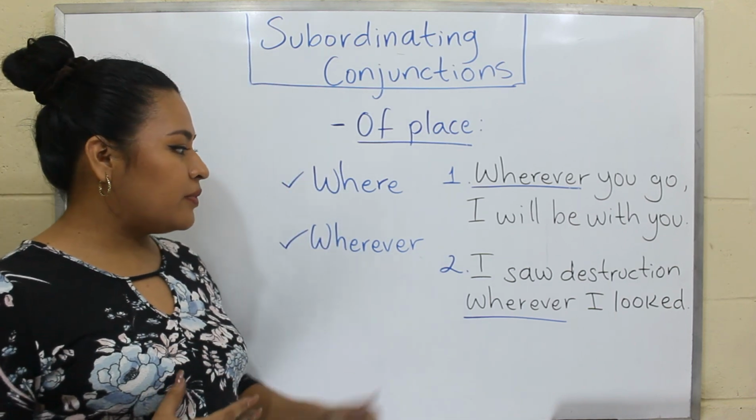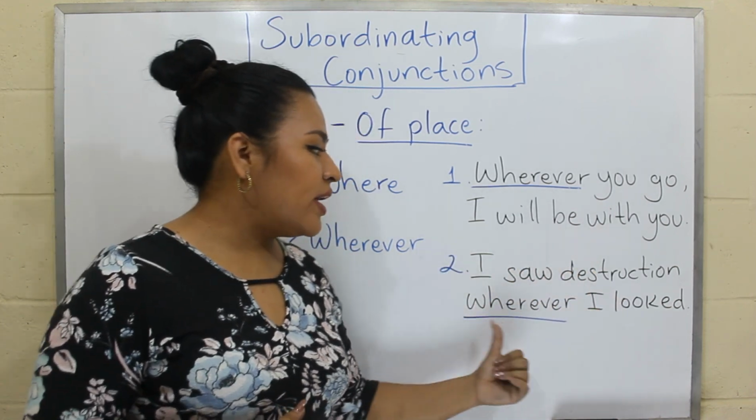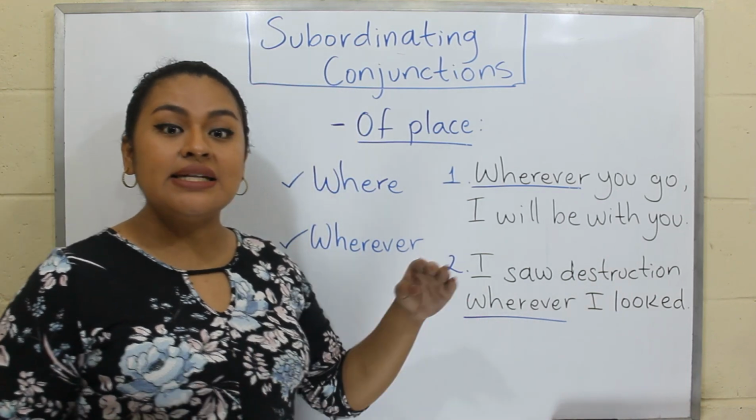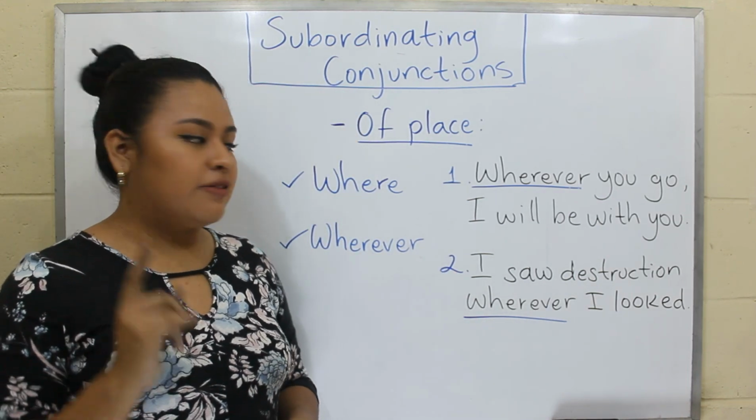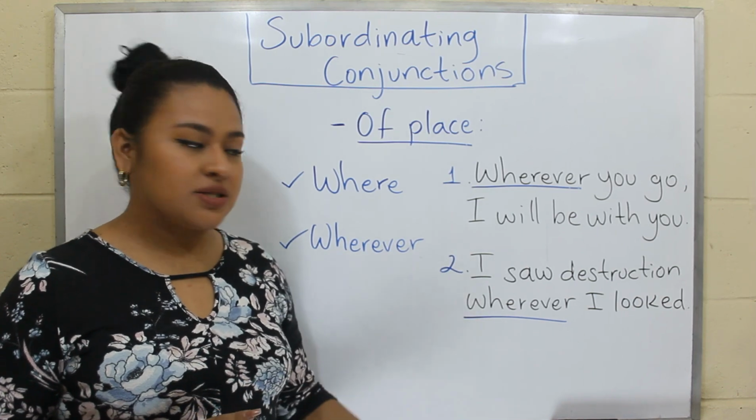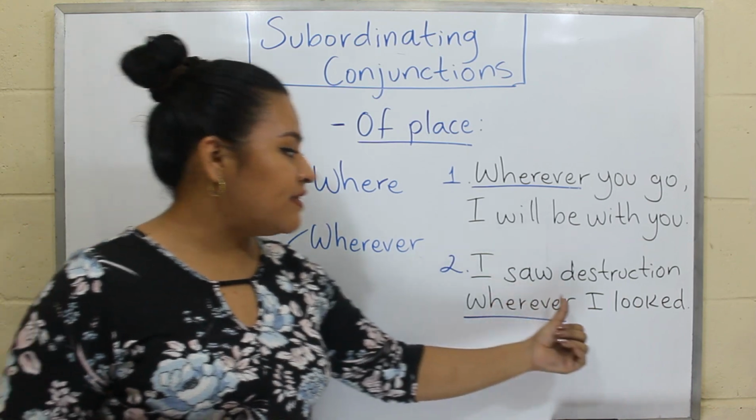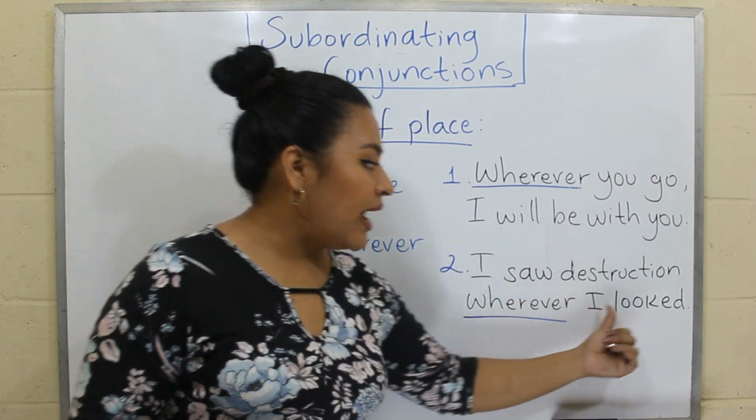Then in the next example, I saw distraction wherever I looked. We are using the subordinator wherever in the middle of the sentence. But first we have the main clause, I saw distraction. And finally we have the subordinating clause, I looked.